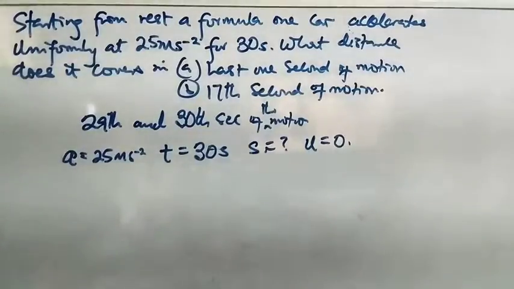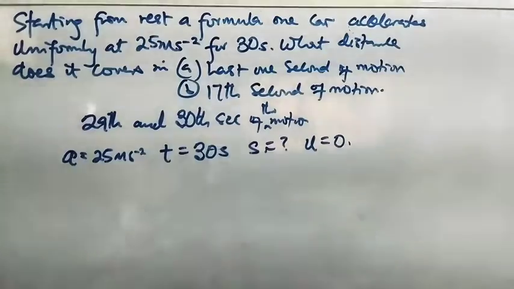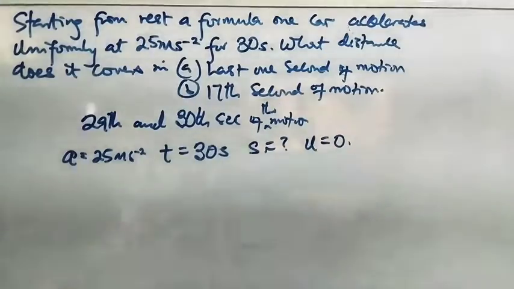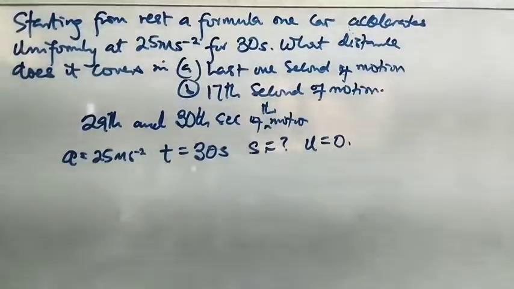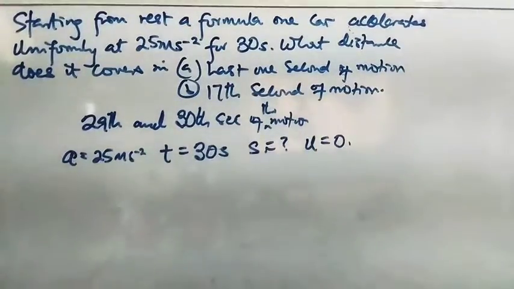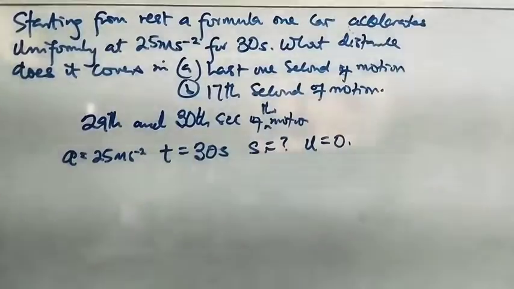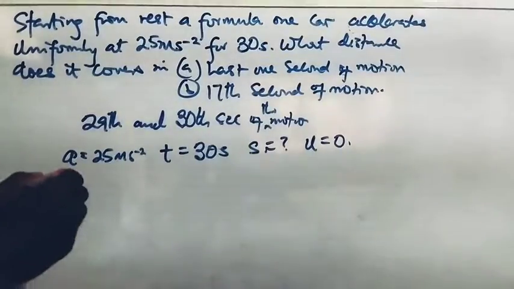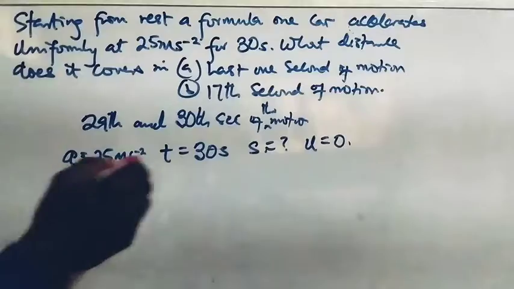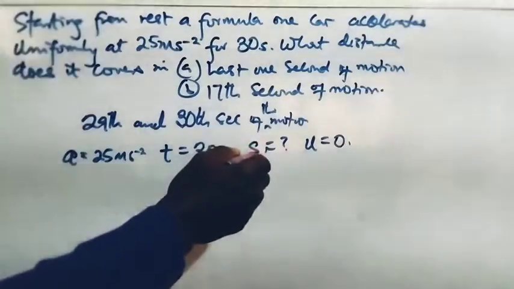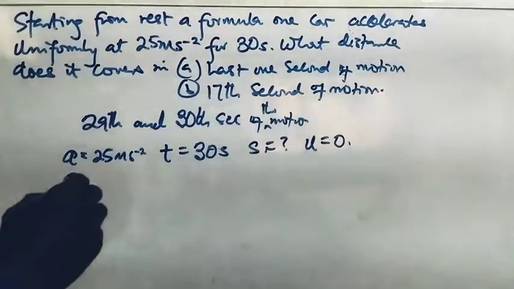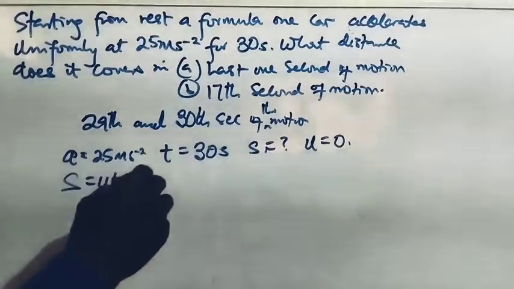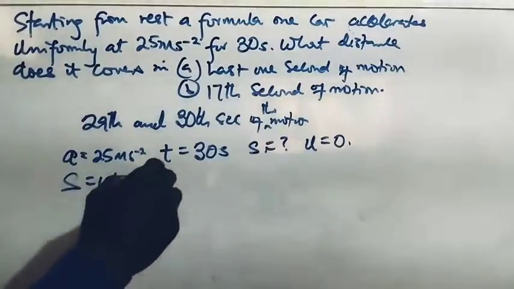Now, in the last video, the introduction, I made mention of the 4 different equations of motion. You can watch that video to get to know those equations. One of the equations is what we're going to be using here. Since we have the acceleration, the time, the distance, and the initial velocity, we can make use of s equals ut plus at squared over 2.